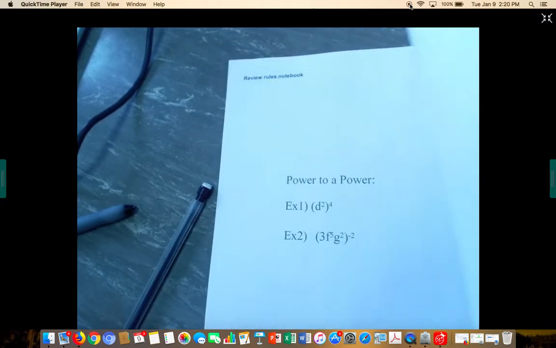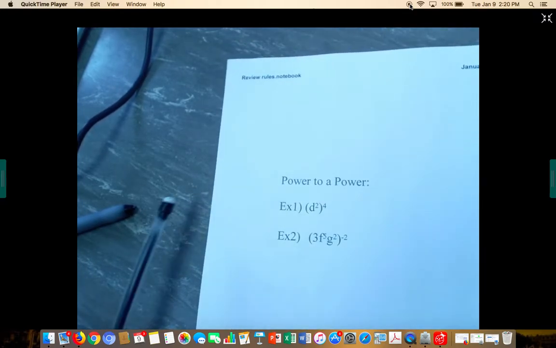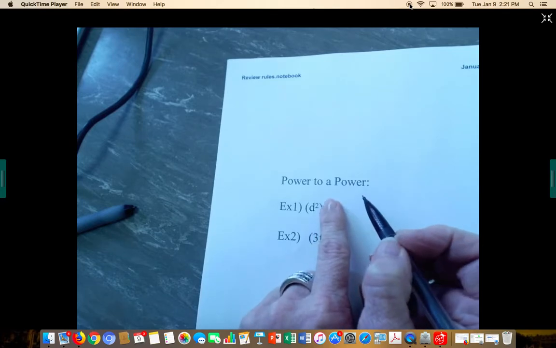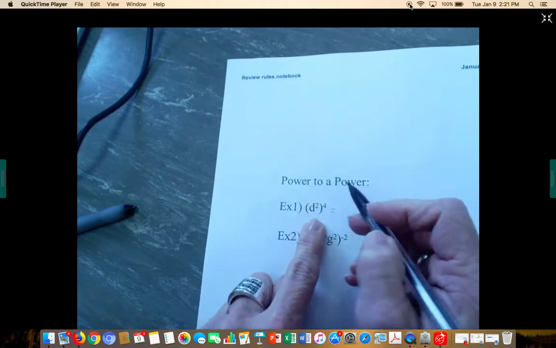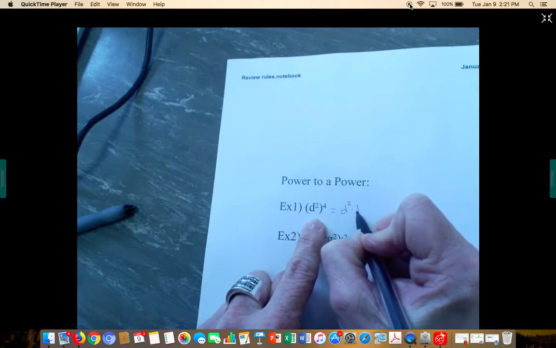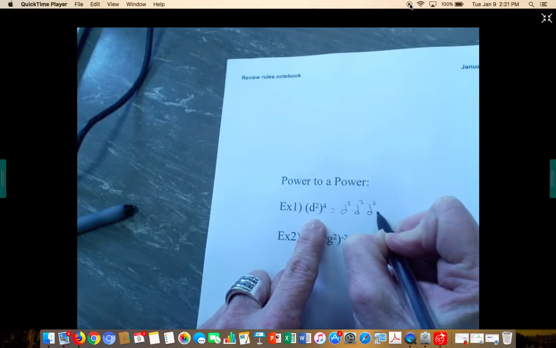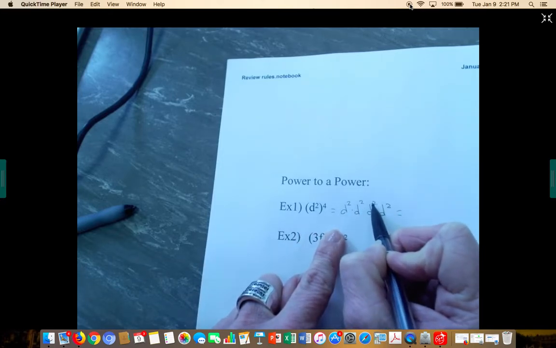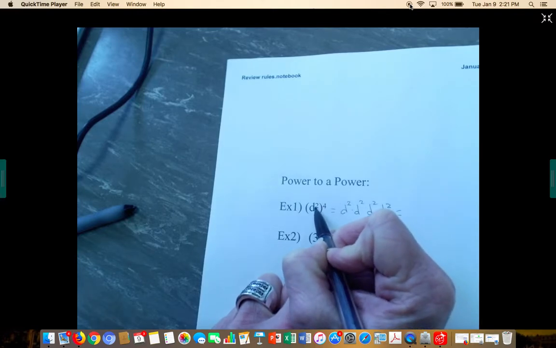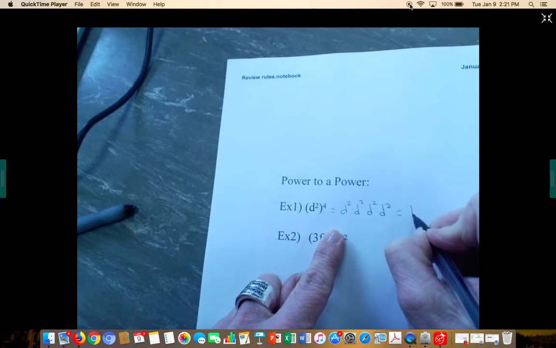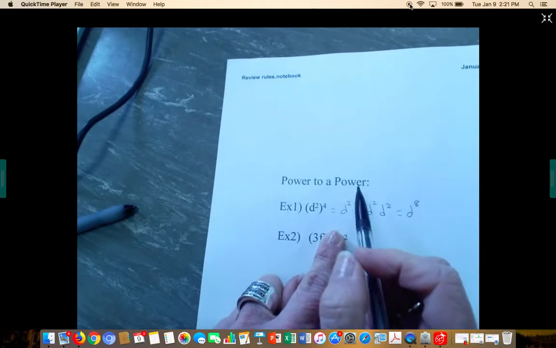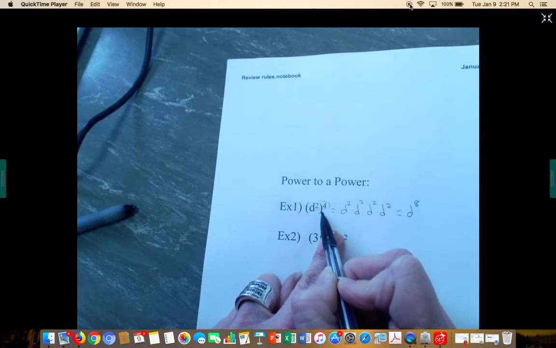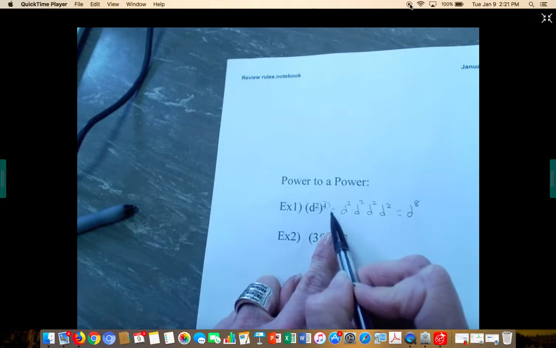Okay, for power to power, first off, the reason we come up with this rule is this means I have d to the 2nd, and then I have 4 of those. So if you remember, this would be d to the 2nd times d to the 2nd times d to the 2nd times d to the 2nd. So we would add all of those up. So 2 plus 2 plus 2 plus 2, or it would be quicker to do 2 times 4. So that's why we get d to the 8. So our rule here, if you're struggling, I always tell kids to rewrite it this way, and then go back to the rule that lets you see that. So you're going to multiply your exponents.